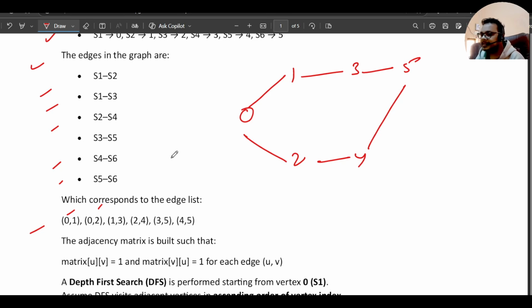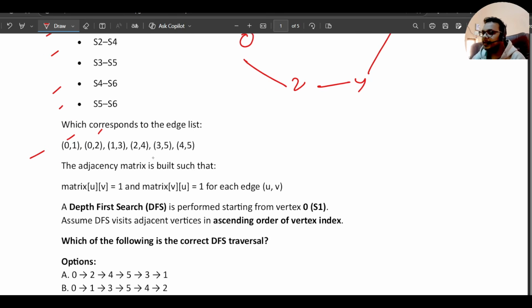Okay, the adjacency matrix is built using that matrix[u][v] equals 1 and matrix[v][u] equals 1 for each edge u and v. This is the basic property of an undirected graph. A DFS is performed starting from vertex 0.